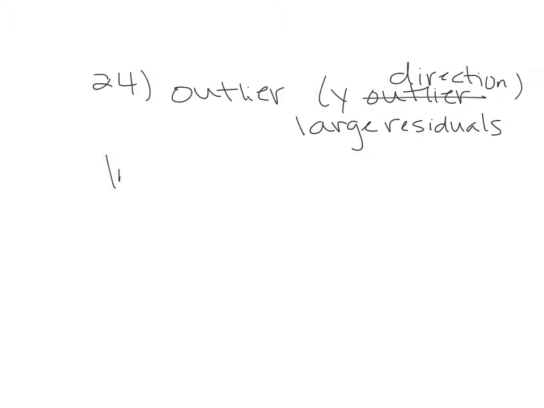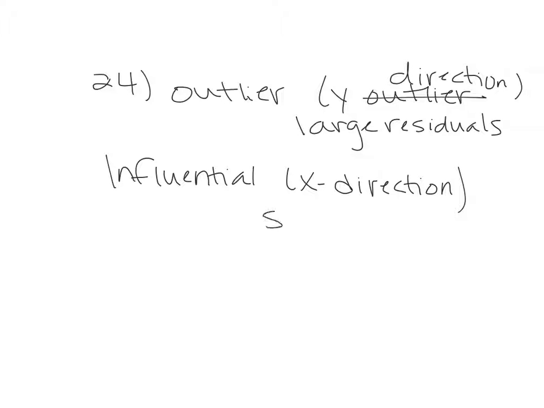Okay, and an influential point usually occurs in the x direction, and they tend to have small residuals. However, in order to be influential, it means that you've changed the mean, right? So the mean has been affected. The slant of the line of best fit, or the slant of the regression line, changes based on whether the influential point is in the data or not in the data. And something to note is that not all outliers are influential. So just because you're an outlier doesn't necessarily mean that you're an influential point.